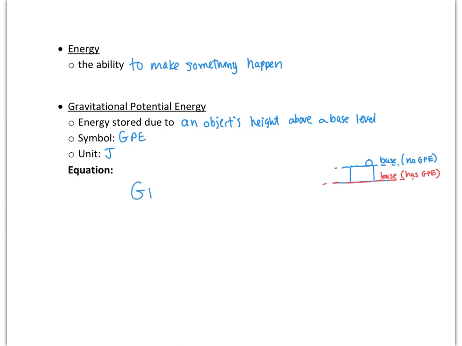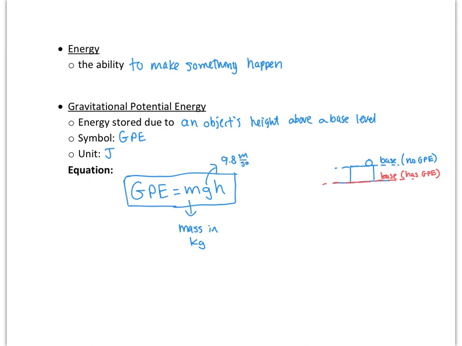In the gravitational potential energy equation, GPE equals mass times little g times height. So m is the mass in kilograms, g is 9.8 meters per second squared, and h is the height above the base level. You will always use 9.8 for this g. That won't change because all of these problems we'll be dealing with on Earth.